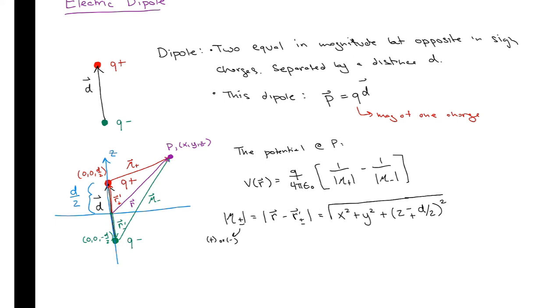I can rewrite what's under that square root. I'm just going to gather some terms here. So I'm basically going to actually multiply that out. And when I do that, I'll get x squared plus y squared plus z squared. And then what I'm going to be left with is minus plus 2 times d over 2 times z, plus d squared over 4, and all of that is going to be to the 1/2.